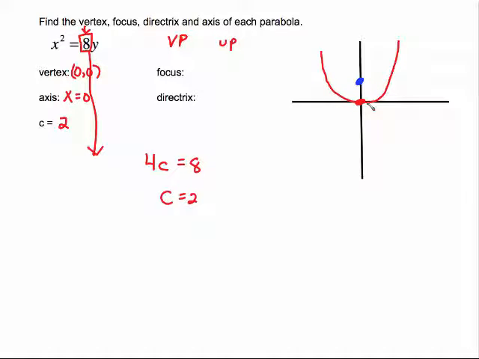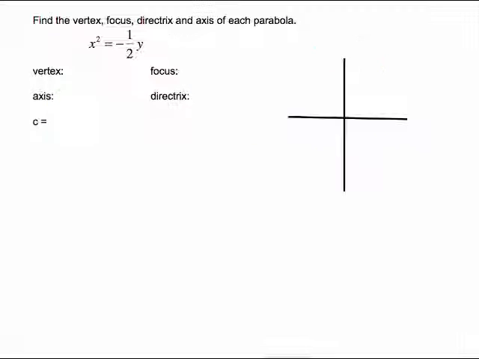To get from the vertex to that point there, I'm going up, which means I'm adding C. So my focus is 0, 0, which is where I started, plus C, which just gives me 0, C, which is 2. My directrix is down here at a distance of 2. To go from 0 down to 2, I get the directrix of y equals -2.